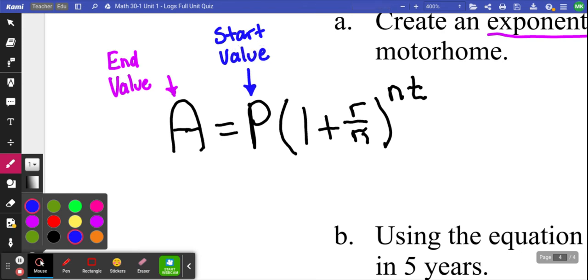Okay, that's what I started at. Purple is where I'm going to end. Then I have 1 plus R over N. R is the rate.